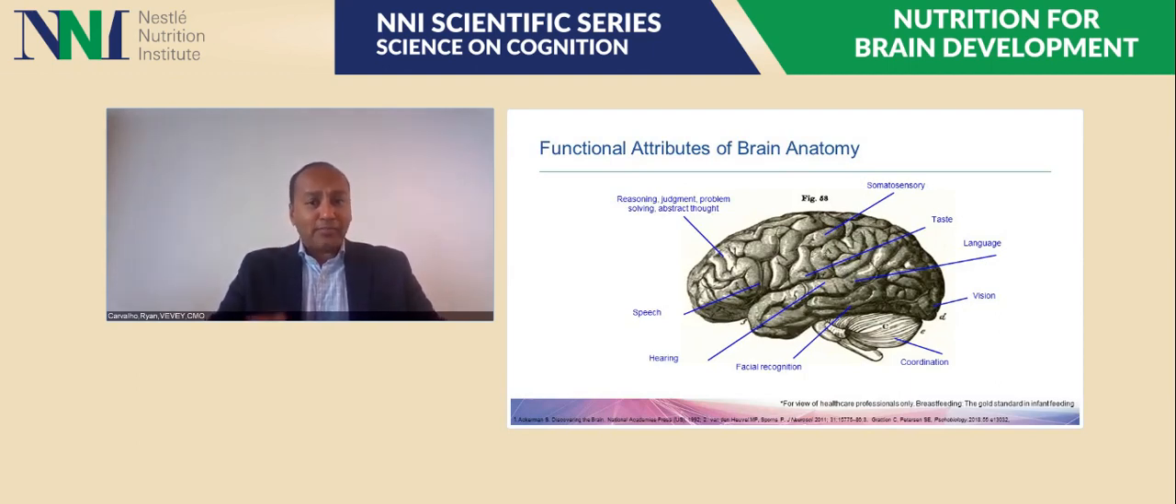We know that while the brain is one complete structure, as we often refer to it, there are different parts of the brain which help with different functions. The prefrontal cortex, at the front part of the brain, helps a lot with higher order functions, things like reasoning, judgment, problem solving, abstract thought. This prefrontal cortex drives a lot of the executive functions we all know are important in later life, as well as in childhood.